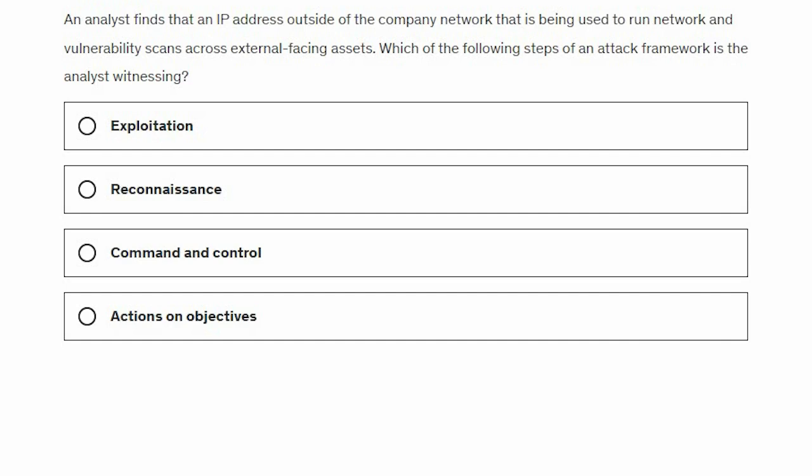A. Exploitation. B. Reconnaissance. C. Command and control. D. Action on objectives. Pause the video and answer this question. The correct answer is B. Reconnaissance.